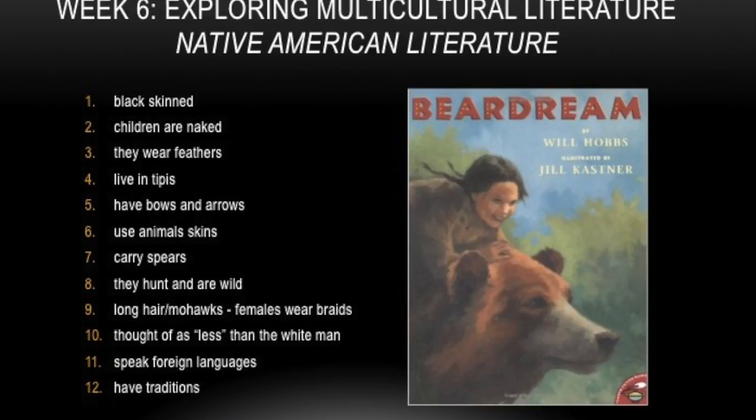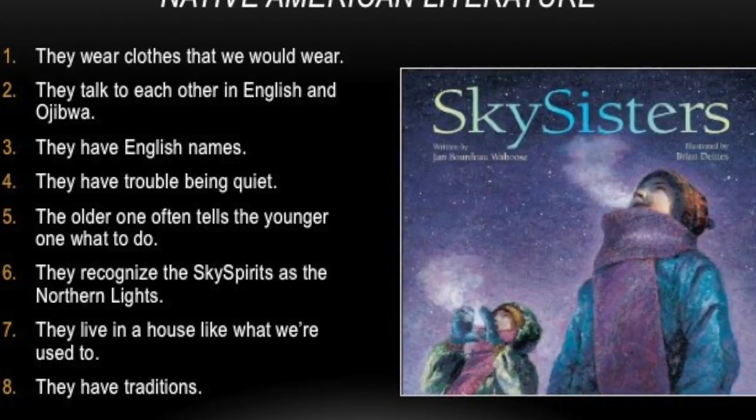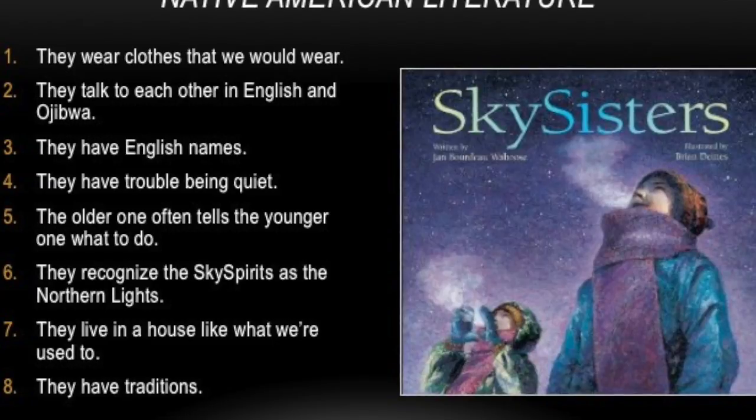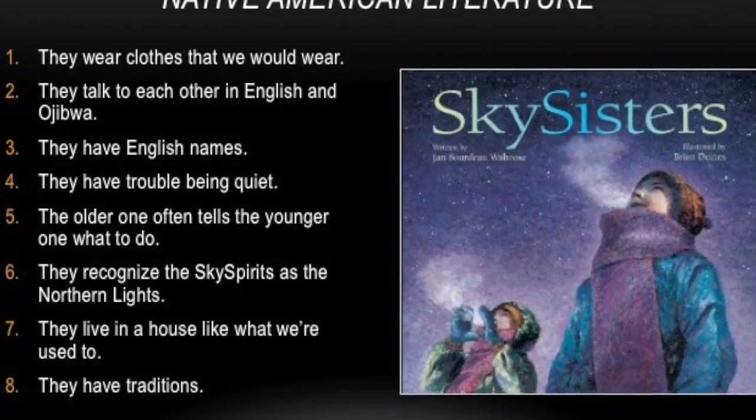I then introduced Sky Sisters to the girls, and I asked them to consider what they learn about the main characters so that they could compare the information from that story to what they felt they've always known about Native Americans. The information on Sky Sisters can be found on the next slide. Sky Sisters is the story of two Ojibwa girls who go on a journey to see the sky spirits late at night. The story depicts them as two girls who look and act just like any two sisters that we'd commonly encounter in Western culture. The story takes place in Alaska.